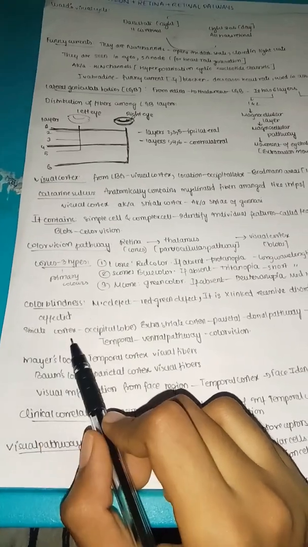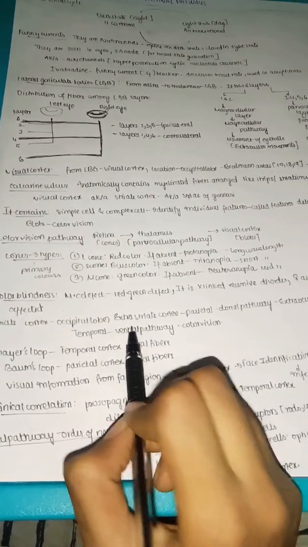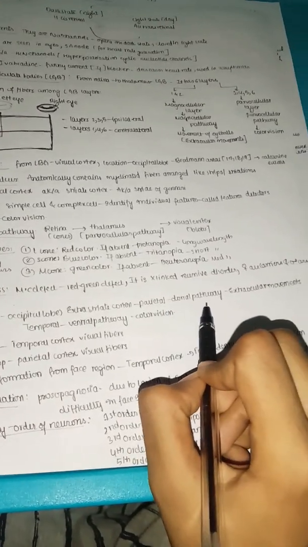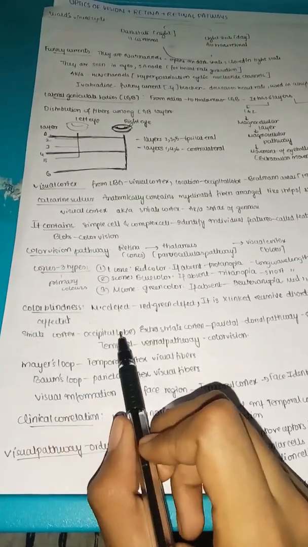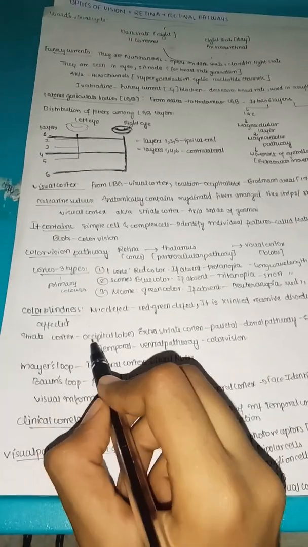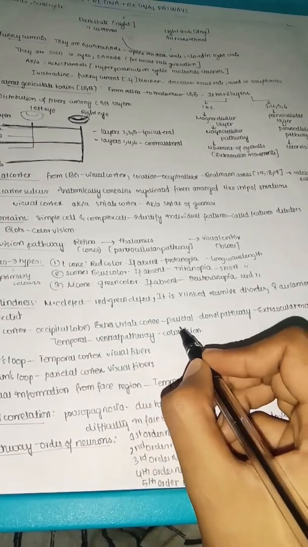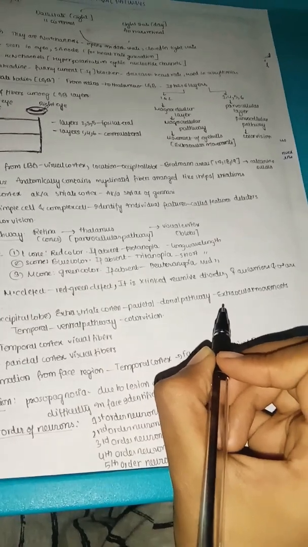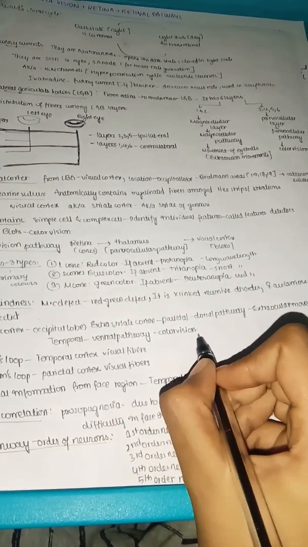So next, striate cortex in the occipital lobe, extrastriate cortex, parietal, dorsal pathway, extraocular movements, temporal ventral pathway, color vision. So what they are saying, striate cortex in the occipital lobe. Actually the striate cortex is present in the occipital lobe. Other than the striate cortex, we have some extrastriate cortex, that is parietal, dorsal pathway, extraocular movements, and in temporal we have the ventral pathway which is useful for the color vision.